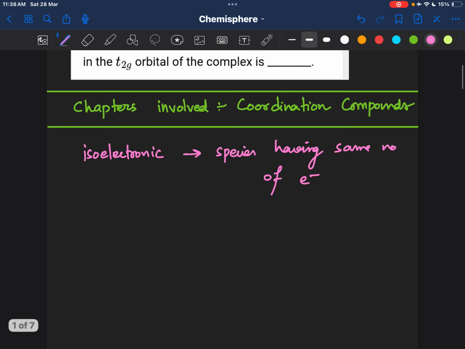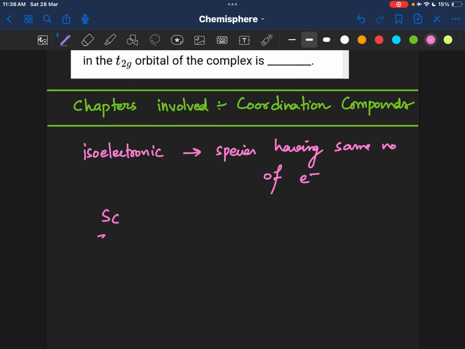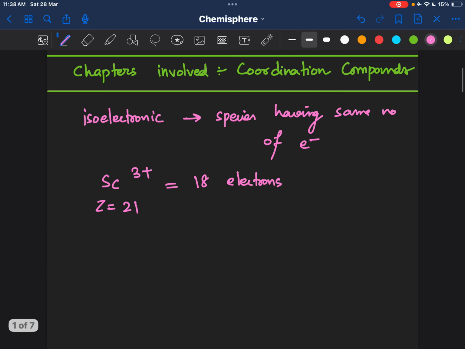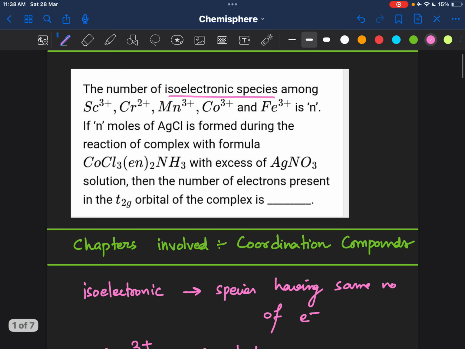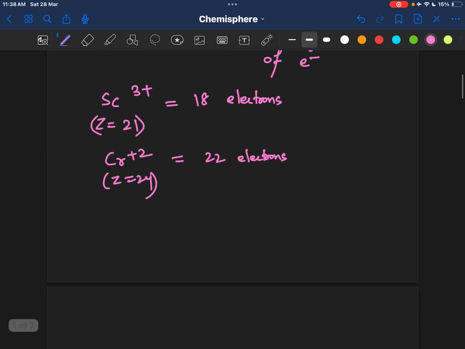We know that the atomic number of scandium is 21, so Sc3+ will have 18 electrons. Then we have chromium 2+. The atomic number of chromium is 24, so Cr2+ will contain 22 electrons. Then we have manganese 3+. The atomic number of manganese is 25, so it will contain 22 electrons.